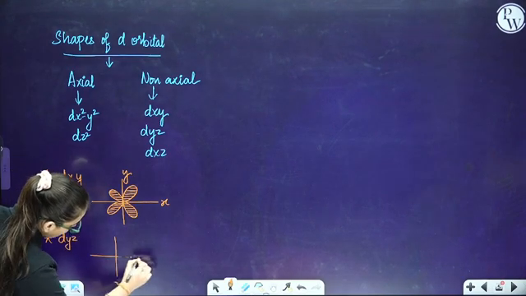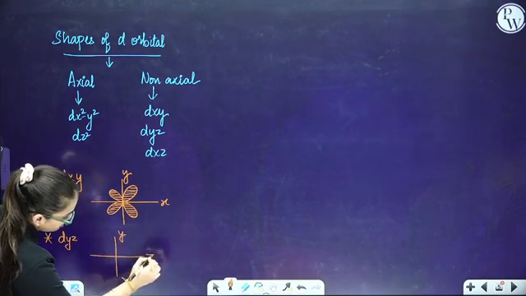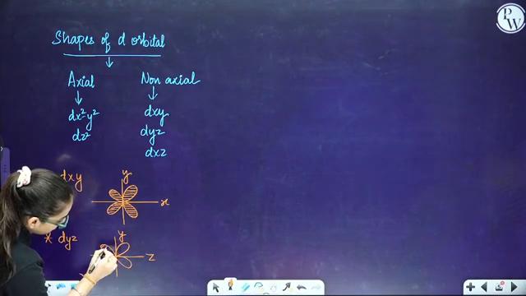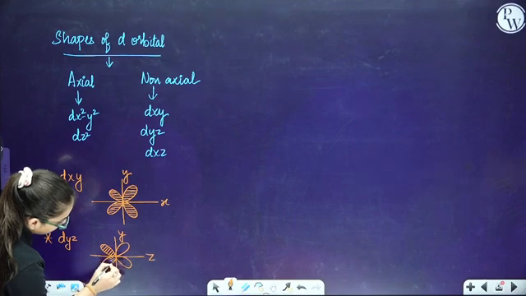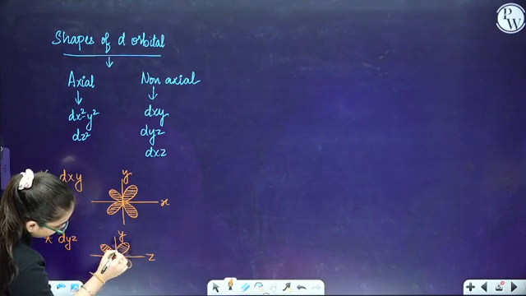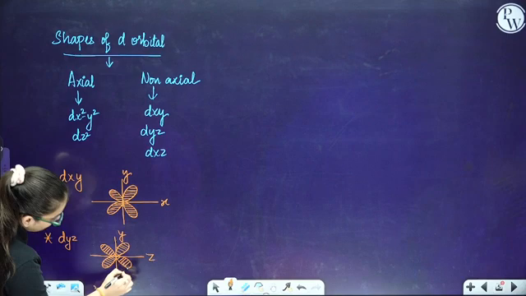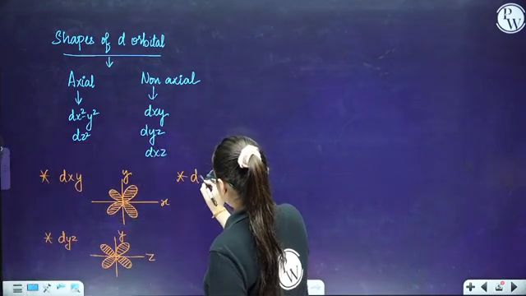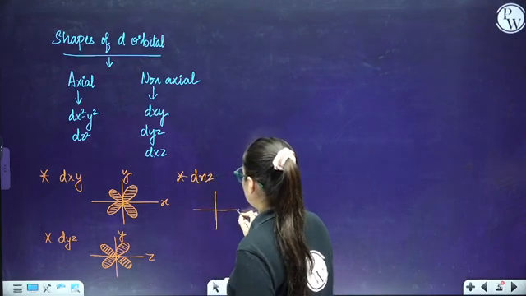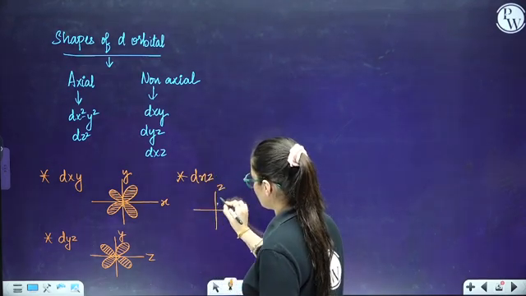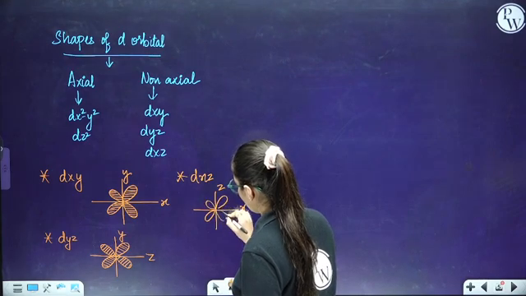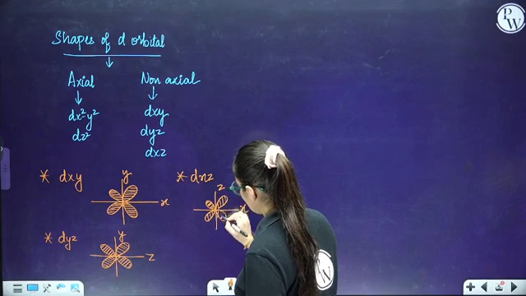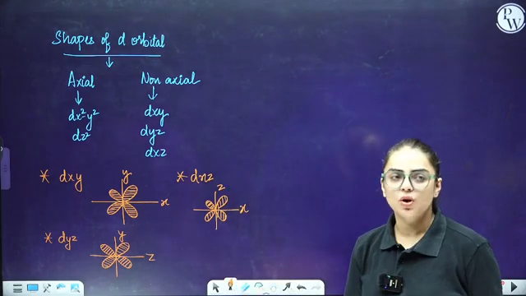Now comes the next one, dyz. Let us consider this is your y-axis, now this is your z-axis. Again, the lobes will lie in between the axes. Now let us talk about the third case, dxz. If this is your x-axis, let us consider this as your z-axis. The lobes lie in between the axes. This was about the non-axial ones.